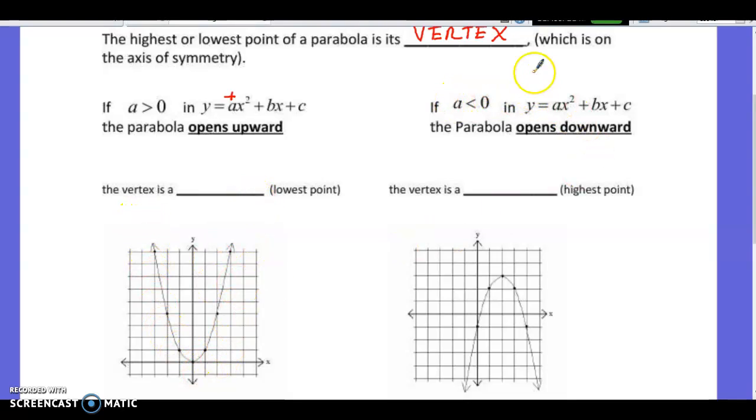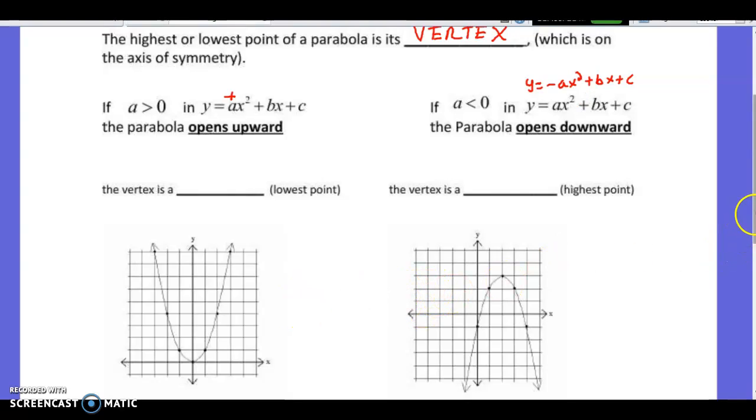And if a is less than 0, meaning it's a negative number, so this would be like y equals negative ax squared plus bx plus c, then the graph is going to be opening downwards. So there are things we can notice about a graph, whether it opens up or down. It's going to tell us whether this a is positive or the a is negative. So right away you can kind of see that within the graphs.